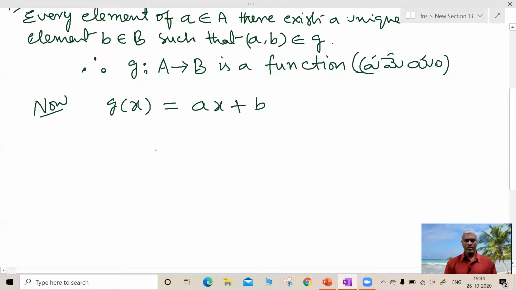g of x is equal to ax plus b. If the function is defined as g of x is equal to ax plus b, find a and b. So by using this definition, now we have g of 1 is equal to 1. 1 is related to 1.